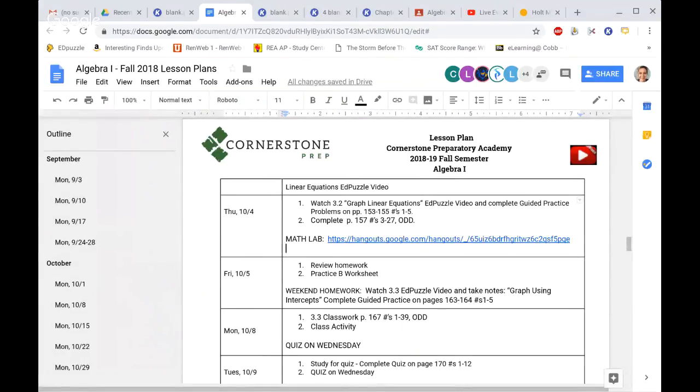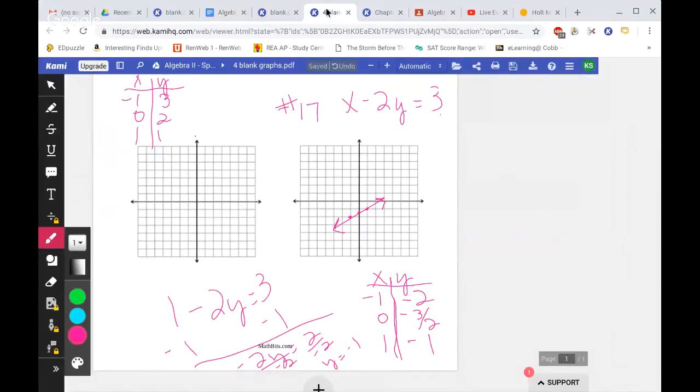Y'all were supposed to work through what? 3 through 27 odd? 27, yeah, you're right. So there was really only one question that limited the domain. Is that correct? Yes, ma'am. Okay. So I'm going to actually do that one with you guys to explain that, just because it's a little different, because you're limiting that domain.